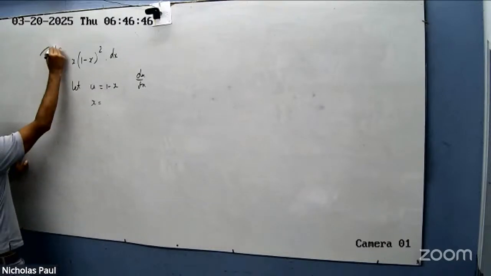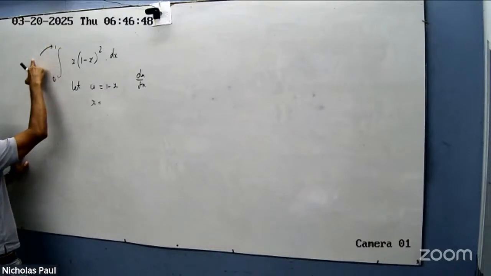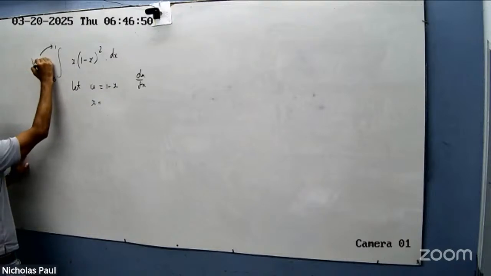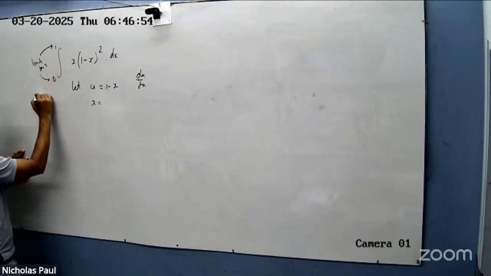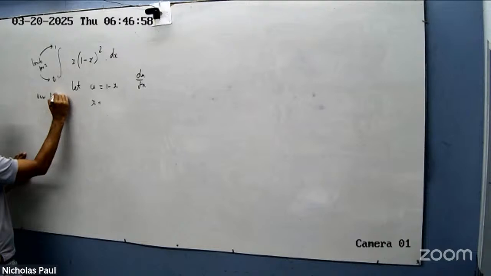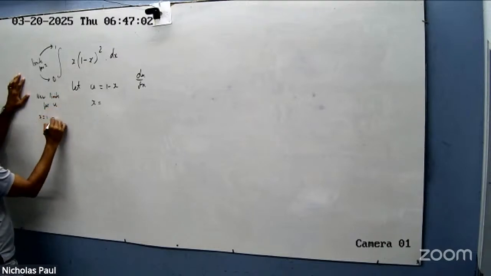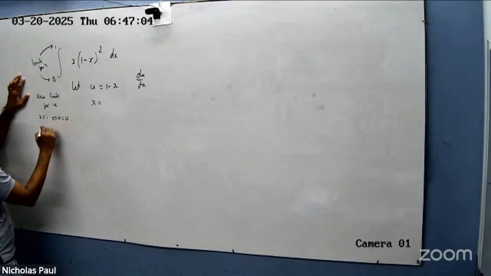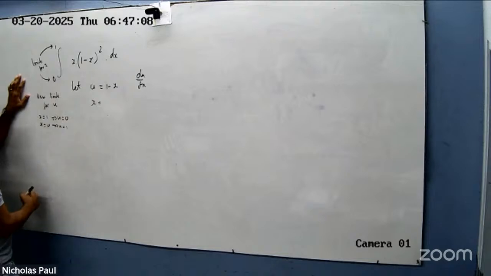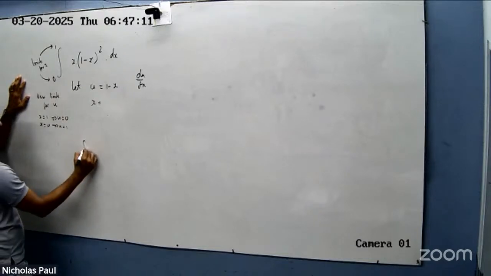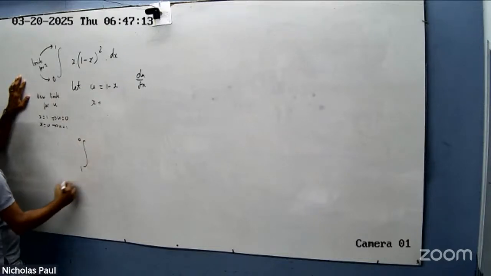Right, so I just want to point out something. These are the limits for x. To get the new limits for u, we substitute x is 1 and you'll get u as 0. Substitute x is 0 and you'll get u as 1. Then set up your integral between 0 and 1 and work it out.